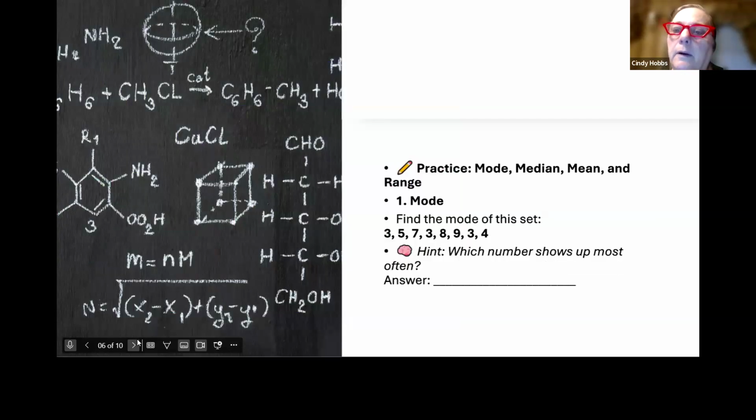Practice median, mean, and range. Mode: find the mode of the set. You have 3, 5, 7, 3, 9, 3, 4. The 3 is going to be your mode.